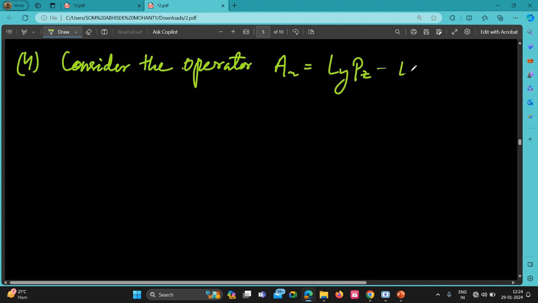Question number 4. Consider the operator A_X equal to L_Y P_Z minus L_Z P_Y, where L and P are the angular momentum and momentum operators, you know it. So the commutator A_X comma X will be how much?